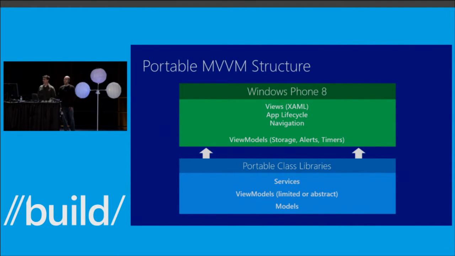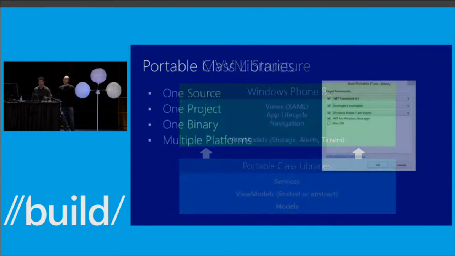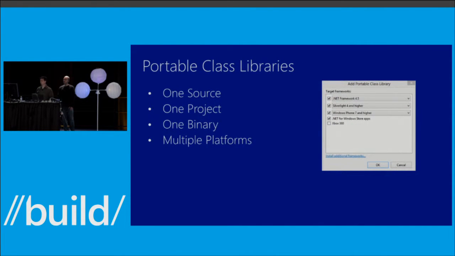So just as a reminder, this is our portable MVVM structure, and let's dig into what that means from the context of this particular demo. First, we start out with our portable class libraries. Hopefully, everybody knows what a portable class library is. If you go into Visual Studio, you can start a new portable class library template, and it will show you this here. It is great because it means that we can write code that works across platforms.